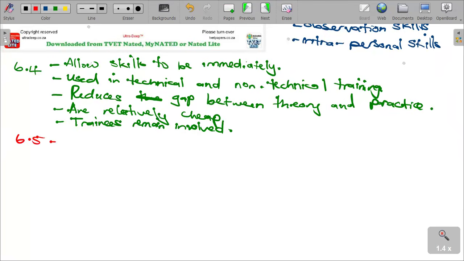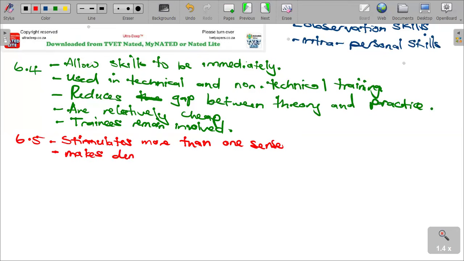So we can find that actual objects stimulate more than one sense, and also it makes demonstration easier. So it will be very easy to demonstrate when you're using the actual object.